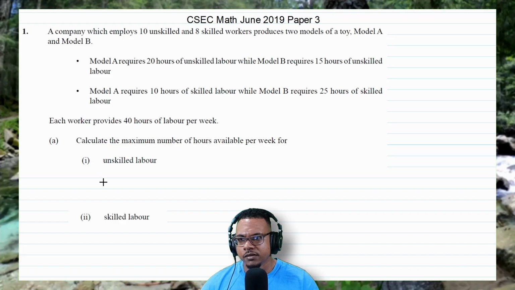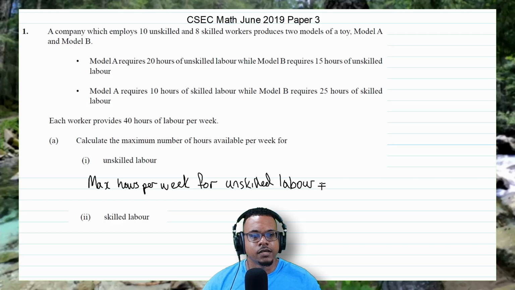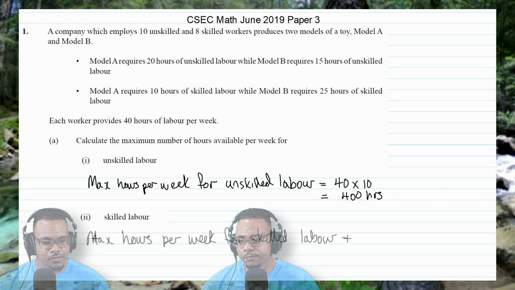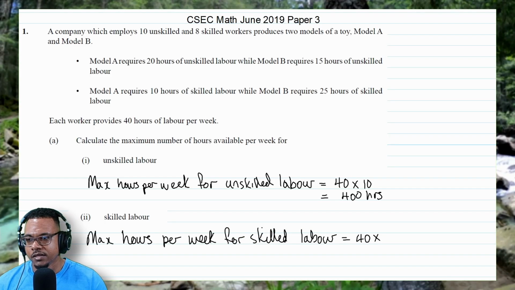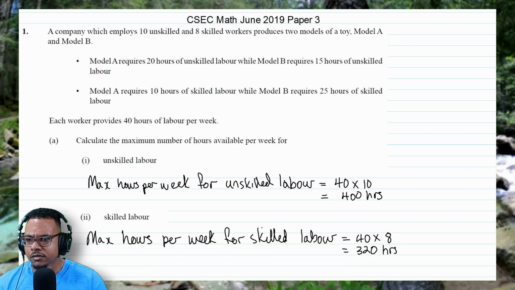All right, so part 1, max hours per week for unskilled labor is equal to the 40 hours times our 10 workers, which is the unskilled workers. So 40 by 10 is 400. All right, 400 hours. And for the skilled labor, right, is equal to the 40 hours times the 8 skilled workers that we have. All right, so 40 times 8. And 40 times 8 is 320. So we have 320 hours max for skilled labor.